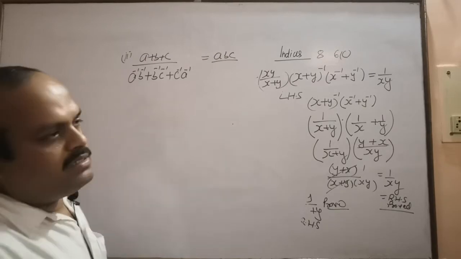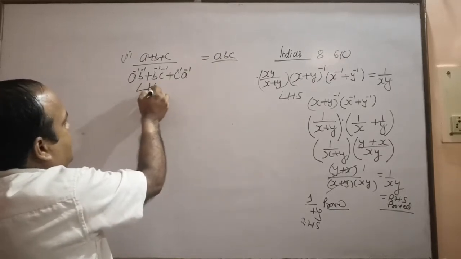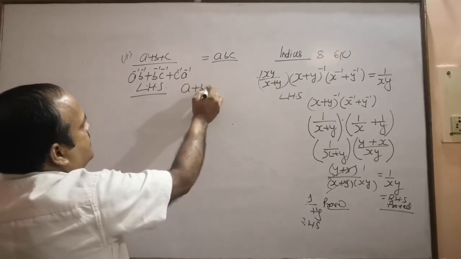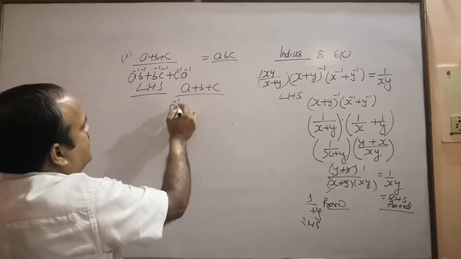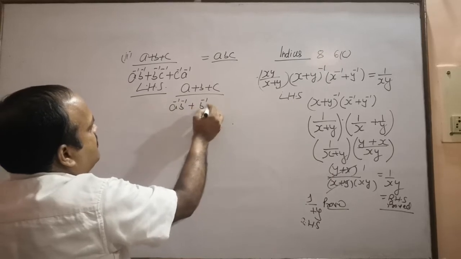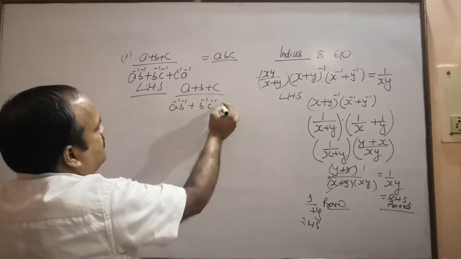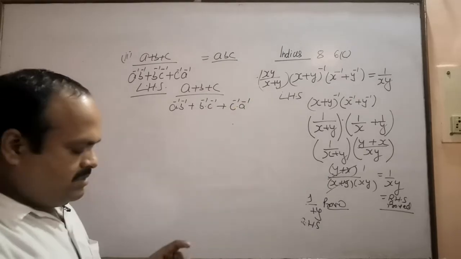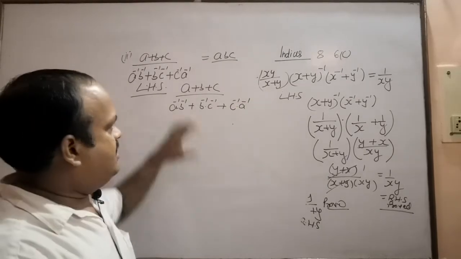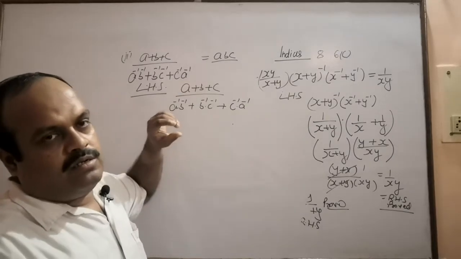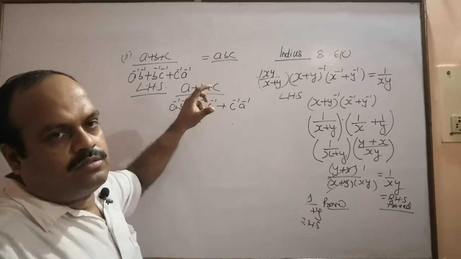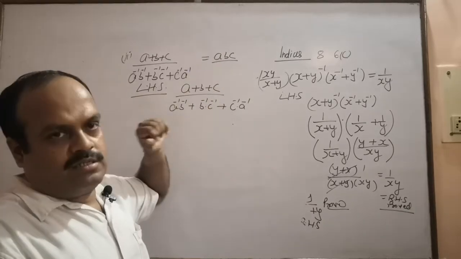We will start with the left hand side and write it as LHS, which is (a plus b plus c) upon (a to the power minus 1, b to the power minus 1, b to the power minus 1 into c to the power minus 1, c to the power minus 1 into a to the power minus 1). So this is a fraction. We need to simplify this fraction to get this result.